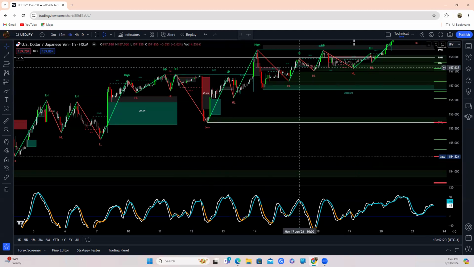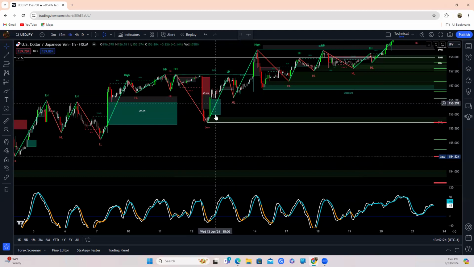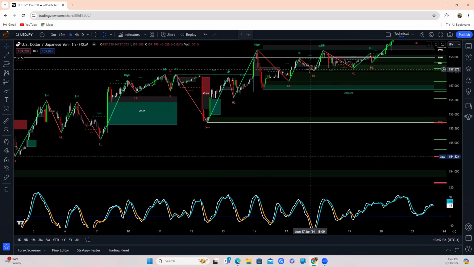And ride this baby up, because it grabbed liquidity, and then what did it do? Created an imbalance. That means, look, we're taking off. When we create this imbalance, we're taking off. Boom. That's what I want to see. I want to see this imbalance created and take off.